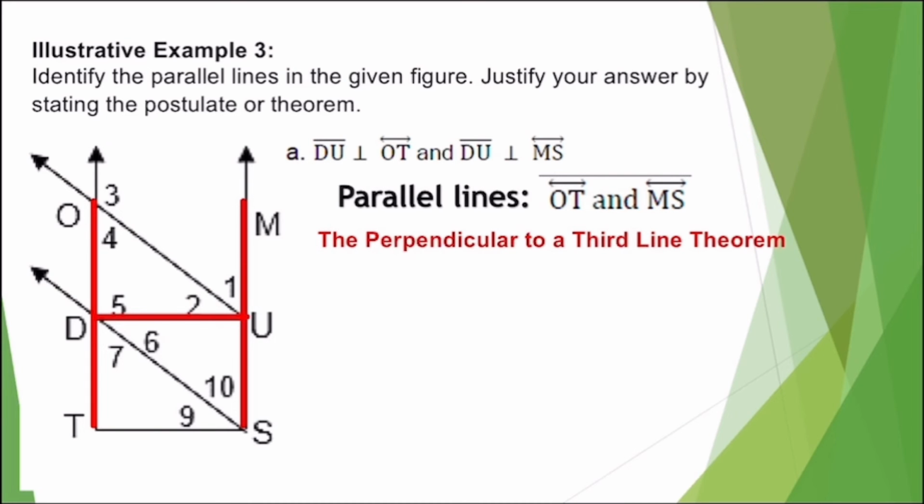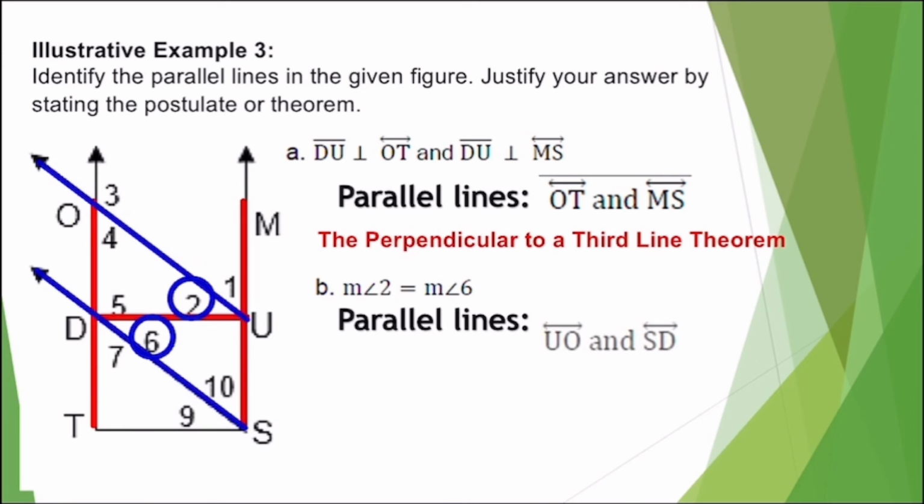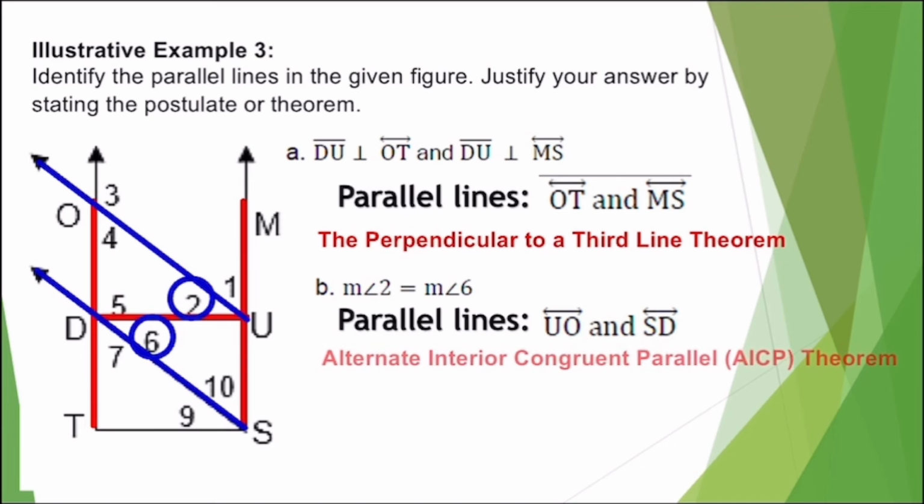Second condition, if the degree measure of angle 2 is equal to the degree measure of angle 6, the parallel lines here are line UO and line SD. The theorem is the alternate interior congruent parallel, or the AICP theorem.